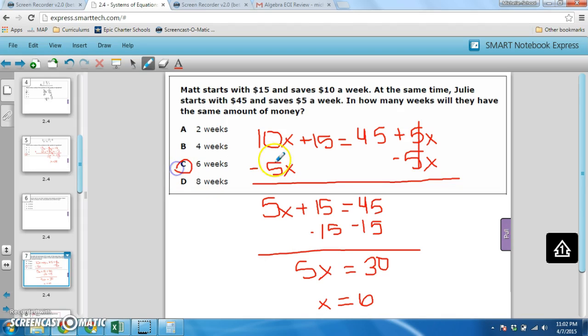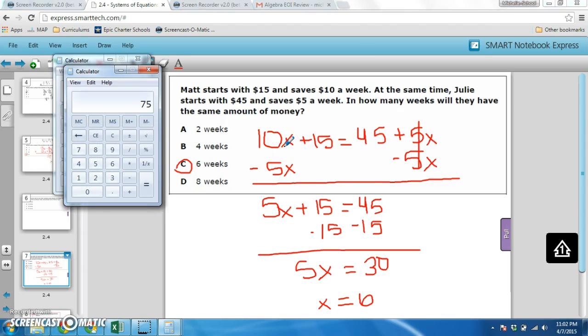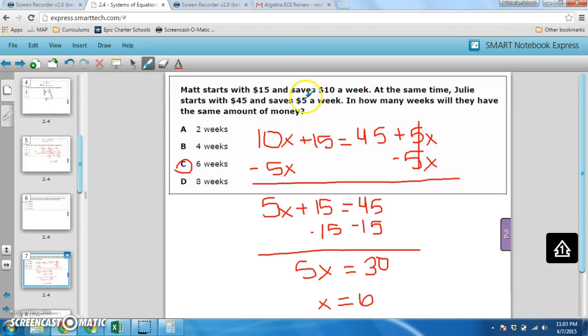Okay, you also could have gone through and plugged in and solved which one would give you the same answer. If you put in 6 on this side, you would get 60 plus 15, which is 75. If you put in 6 on the other side, you get 5 times 6, which is 30 plus 45. So you could also do it that way. The important thing here to understand is a week or per week, so that's always going to be multiplied by your x, and then this is where you start. And then we want them to have the same amount, so we're going to set those equations equal.